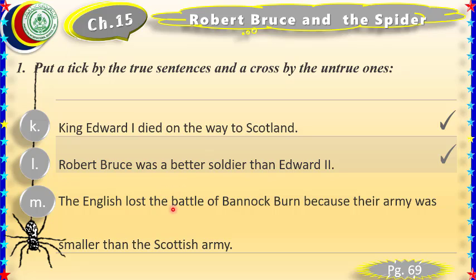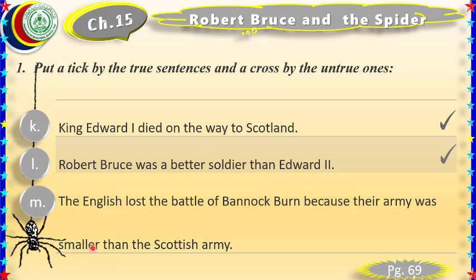The English lost the Battle of Bannockburn because their army was smaller than the Scottish army. Dear students, if you look, there are two parts in this sentence also. The English lost the Battle of Bannockburn. This is true. They lost because their army was smaller. Their army was not smaller than the Scottish army.